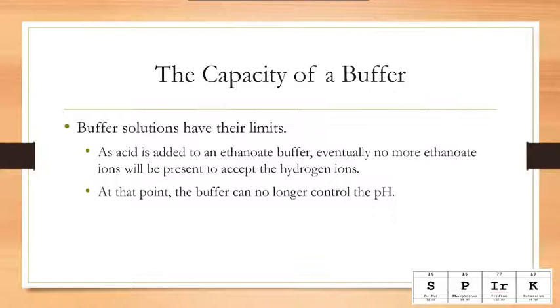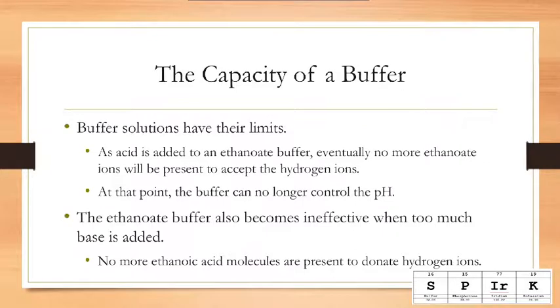Buffer solutions have their limits. As acid is added to an ethanoate buffer, eventually no more ethanoate ions will be present to accept those extra hydrogen ions. At that point, the buffer can no longer control the pH. The ethanoate buffer also becomes ineffective when too much base is added. So basically, it has its capacity. It can hold on and try to change the pH by only a little bit for so long, but once there's too much acid or too much base added, you're going to see a dramatic change in your pH.